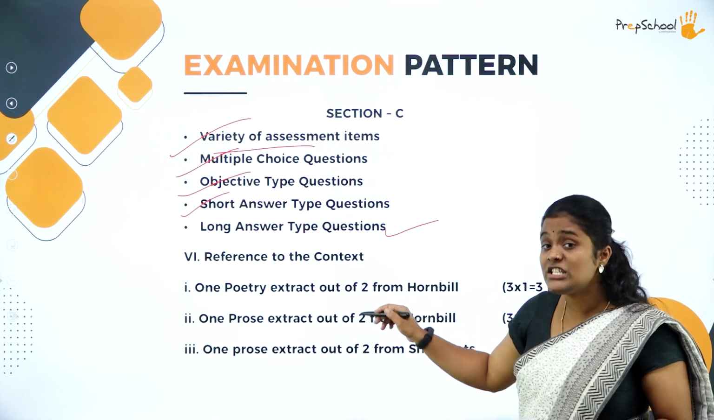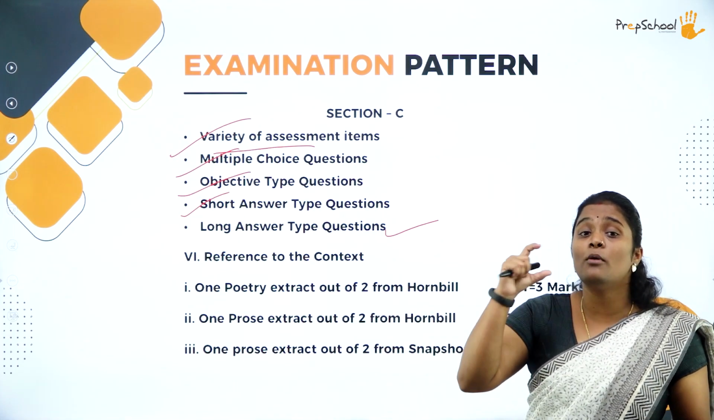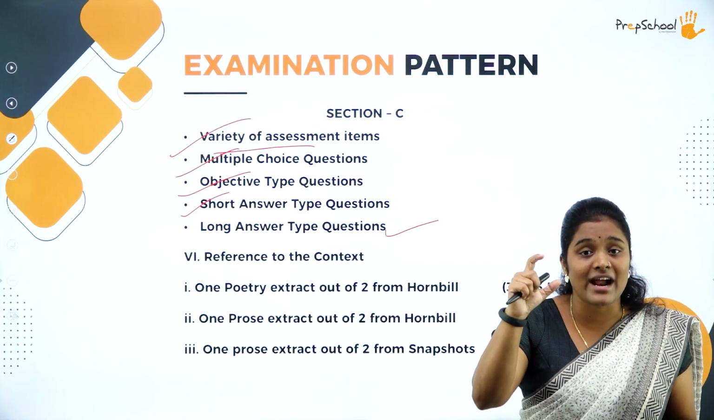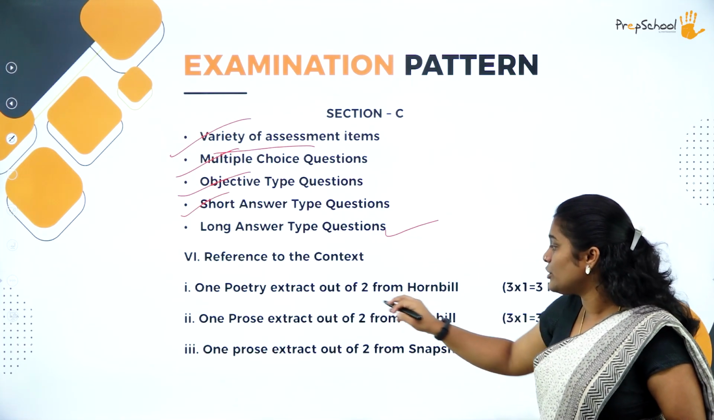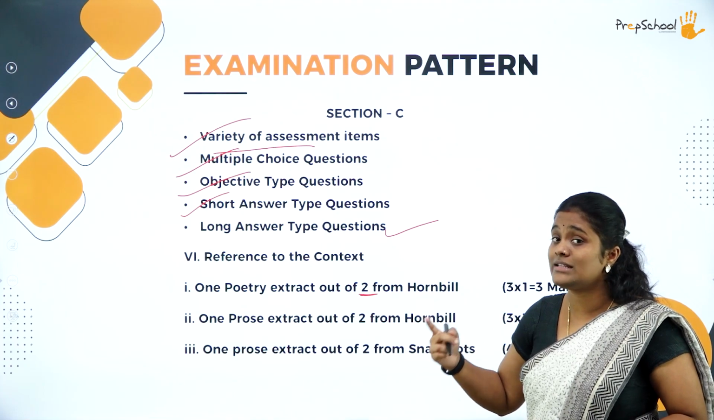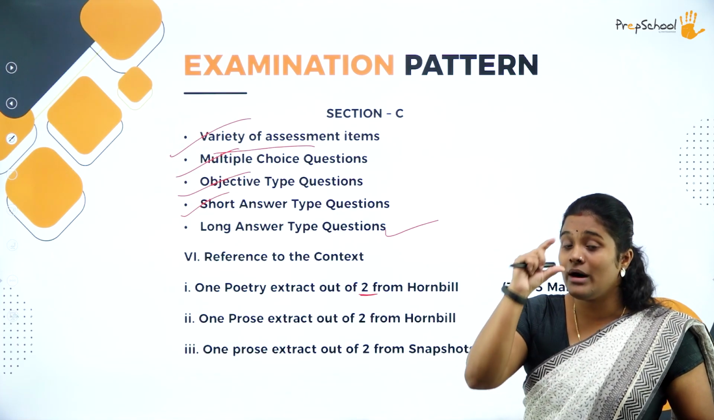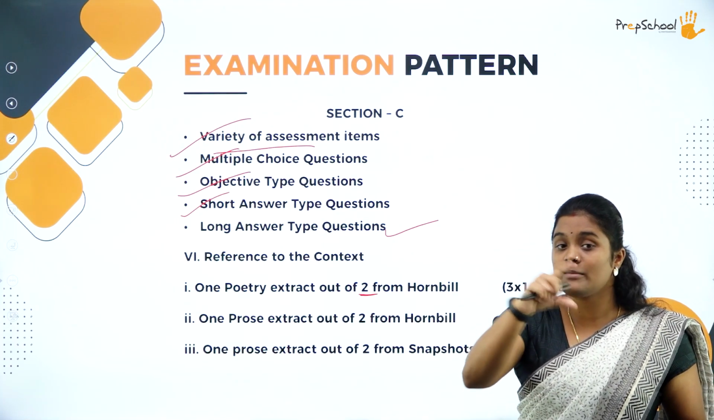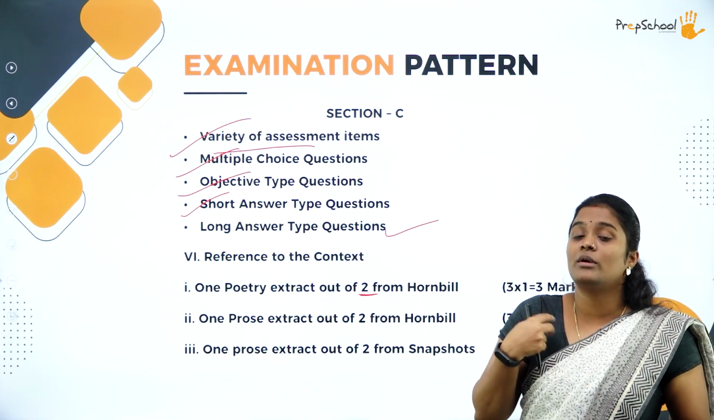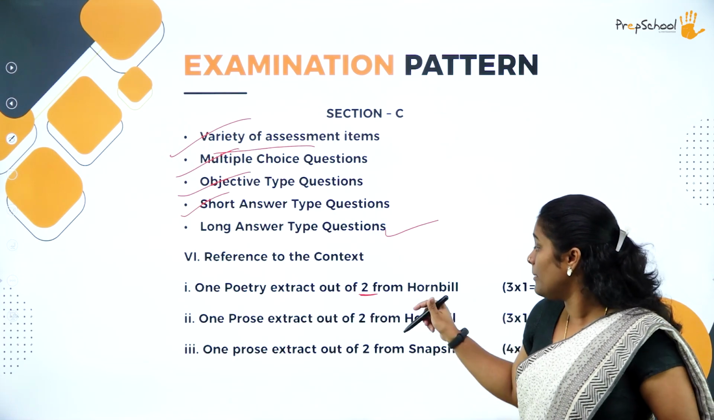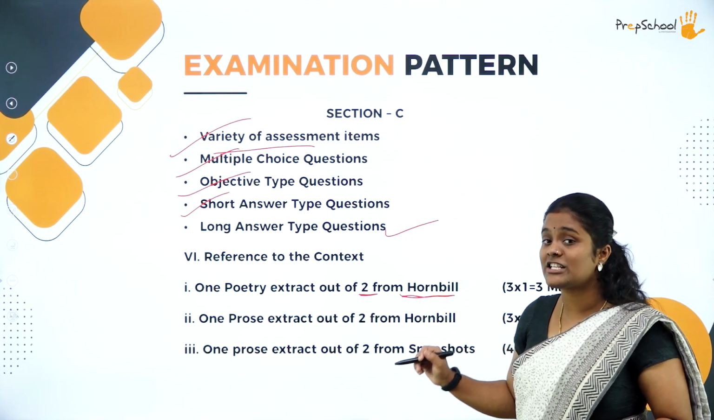Let's find out. First one will be based on a poetry extract. You might be given an extract of the poetry. You'll have to read it, and based on that, a couple of questions will be given to you. 2 will be given. You'll have to answer any one of them. One extract of the poem will be given. There will be 2 options. You'll have to pick whatever is easier for you, whatever you feel you're good at expressing, and answer. This will be from your textbook, Hornbill.